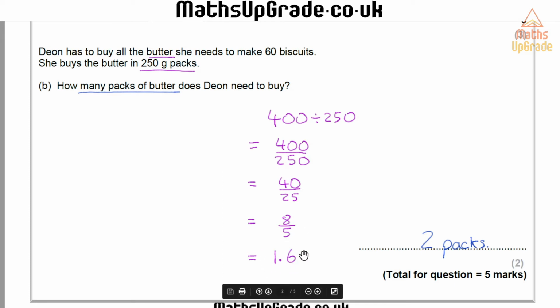So, since you cannot buy 1.6 packs, she'll need to buy 2 packs. 1 pack won't be enough, 2 packs she'll have some left over, but that's how many packs she needs, and that's 5 marks for that whole question.